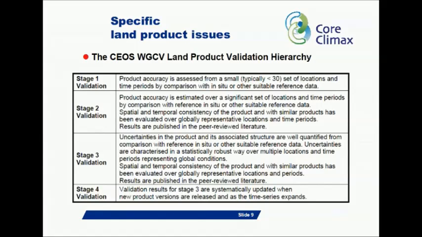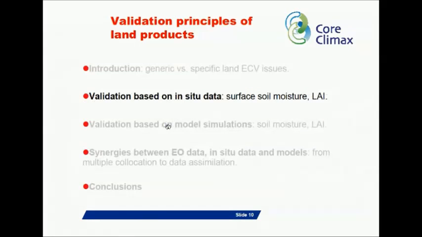And this is done at a global scale, and again, this is scientific validation. The results are published in the peer-reviewed literature. Then there is stage 3, where the uncertainties are characterized in a better way, in a sufficient number of locations and time periods representing global conditions. And then stage 4 consists in repeating all this once a new version of the product is available. So I will show now a number of examples related to surface soil moisture and the leaf-area index.